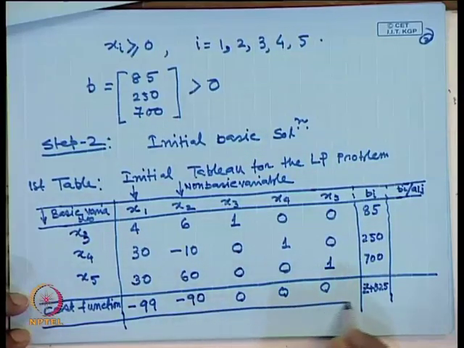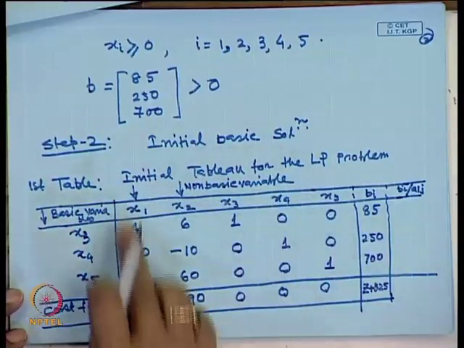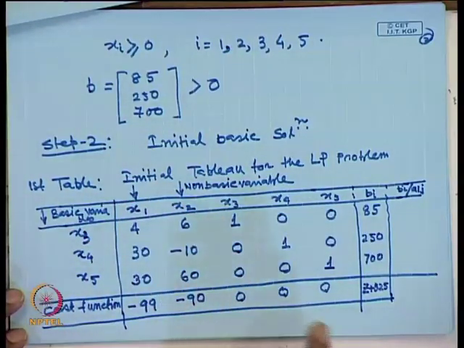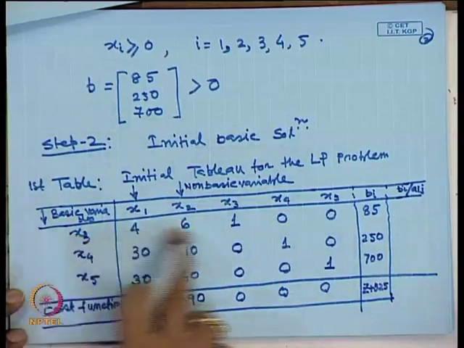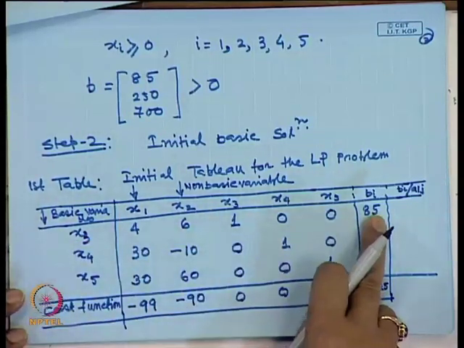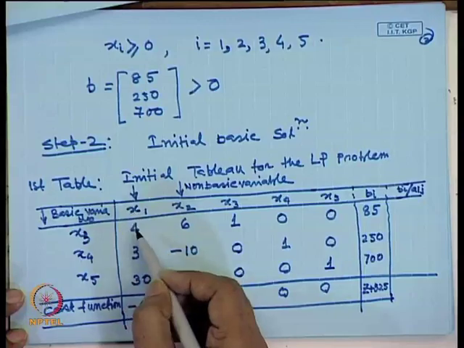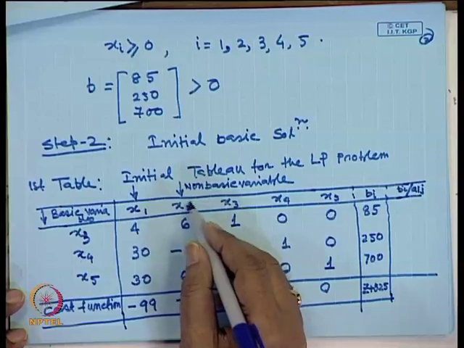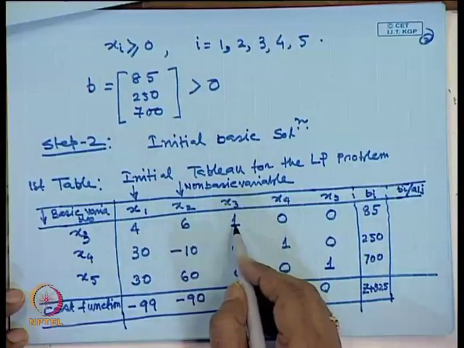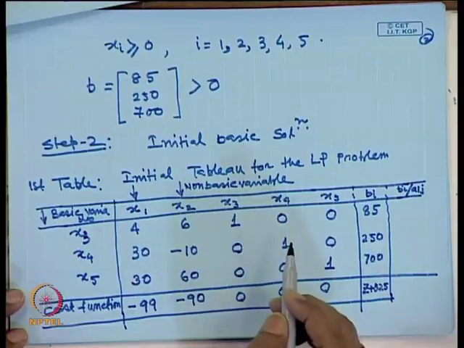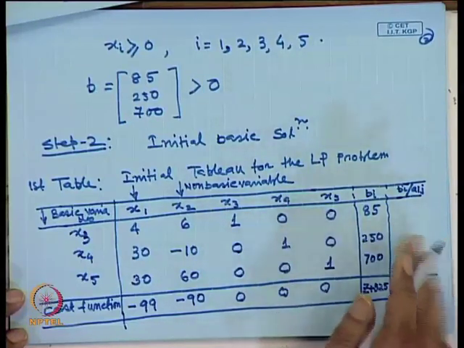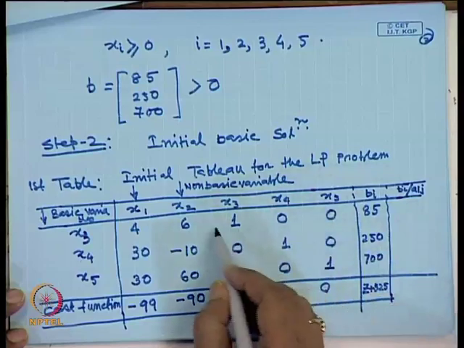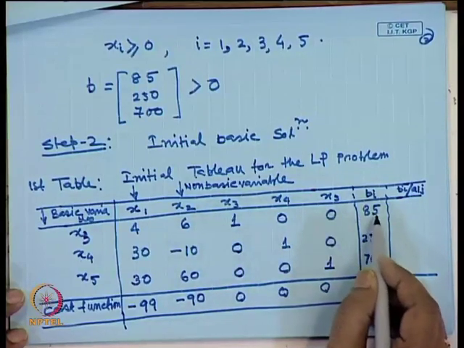Agree? Now, you see from this table, if x1 and x2 are non-basic variables, meaning their values are assigned 0, then immediately from this expression I can find x3 is equal to 85. You see, 4 into x1, this value is 0, plus 6 into x2, x2 value is 0, plus x3 into 1, 0 into x4, 0 into x5. So our x3 basic variable is 85.